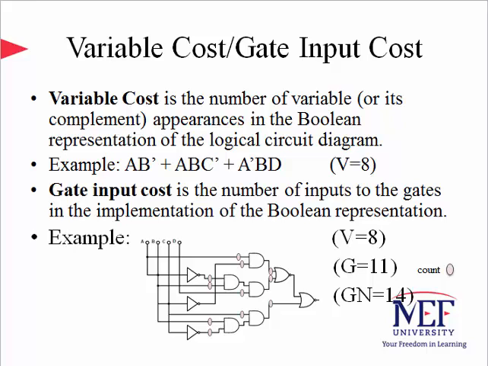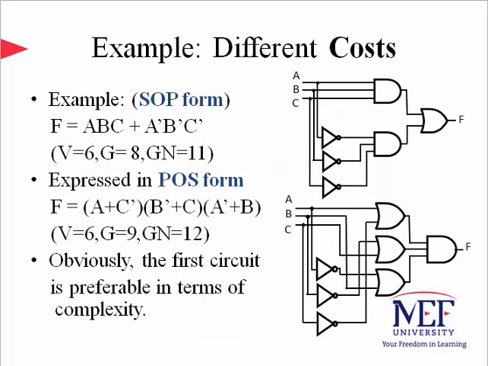The gate input cost, on the other hand, is the number of inputs to the gates in the implementation of the Boolean representation. We have the same example, but this time a circuit diagram is drawn in which we count 3 NOT gates, 5 AND, and 2 OR gates. If we count the number of inputs to the logic gates that are labeled with little pink circles in this picture, we will get G equals 11. If we include the NOT gates, which we have 3 of by the way, we obtain GN being equal to 14.